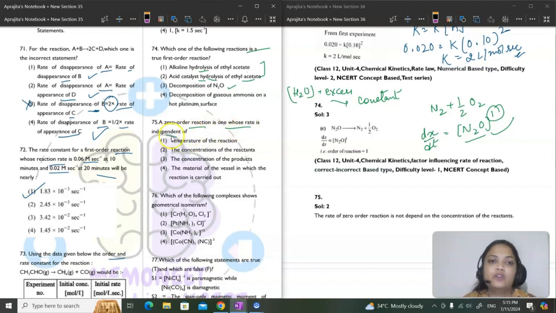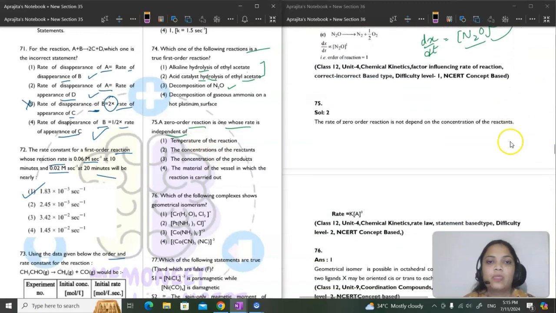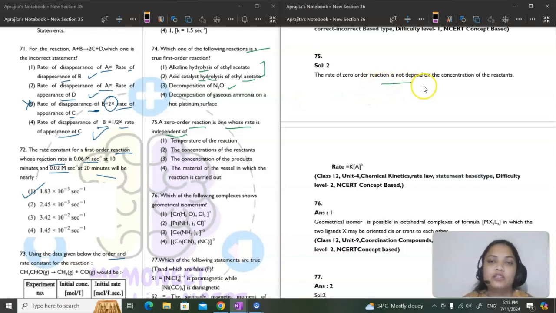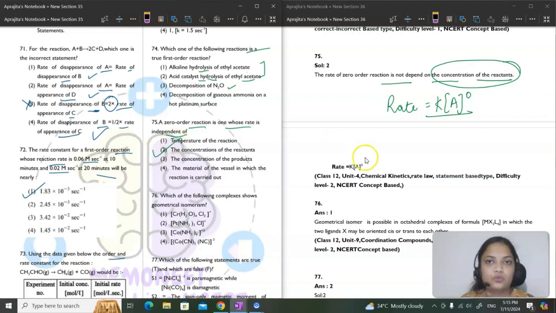Next is, a zero order reaction is the one whose rate is independent of. So students, you know that for any zero order reaction, the rate of the reaction will not depend on the concentrations of the reactants, because the rate will be given by K times A, concentration raised to power 0. So the answer is going to be option number 2.